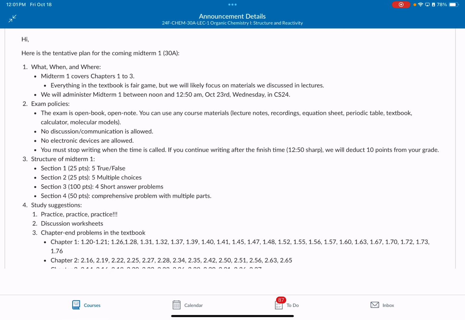And then precisely at 12:50, your TA will call you to stop. So when we call it, please just stop working on your exam, and then pass the exam to the front without moving. All right, after we collect the exam, we'll say you can go. But if you keep writing after we call the time, you'll lose 10 points. It's just not worth it, all right? So keep that in mind.